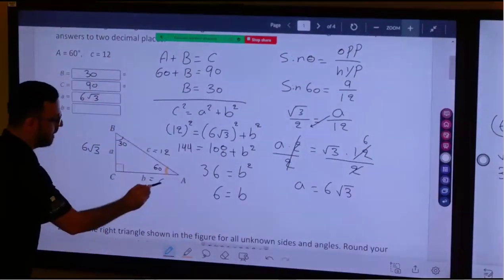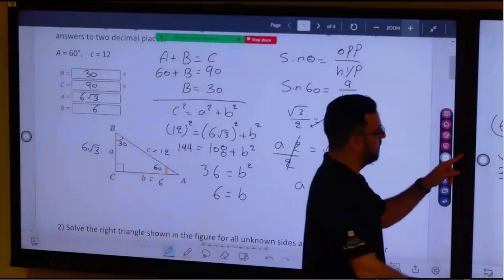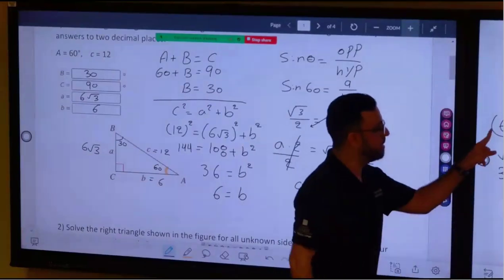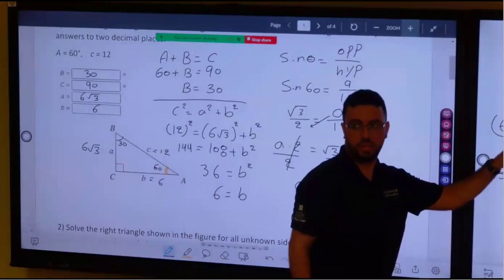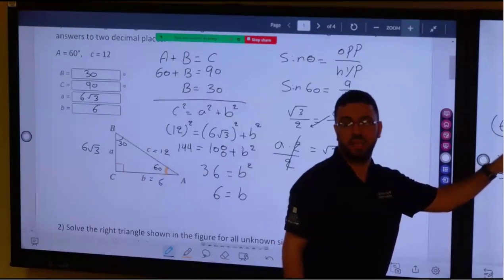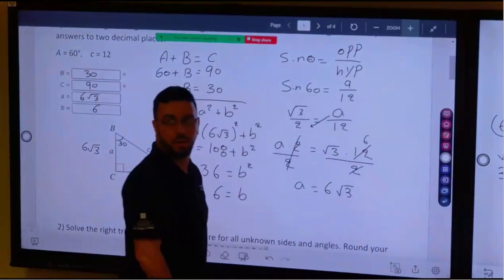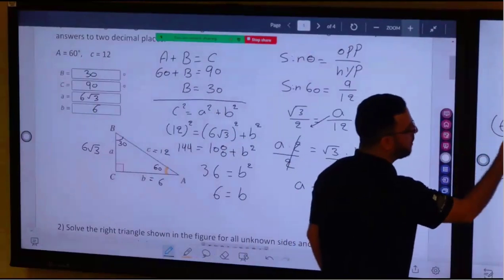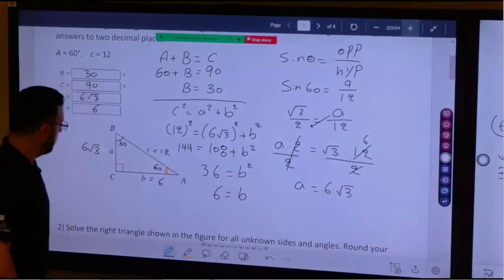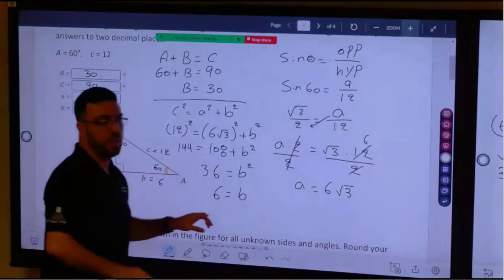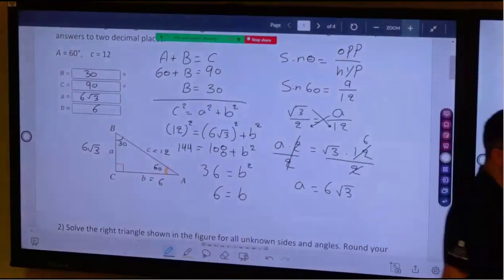B equals 6. But how did you get the 108? Okay, let's go back here. 6 squared is 36, square root of 3 squared is 3. So now multiply these, because 6 square root of 3 is multiplication. You got it? And don't forget here, always the easiest way is to do cross multiplication.